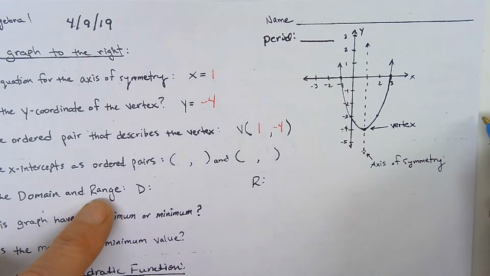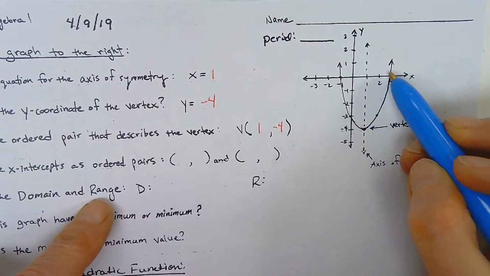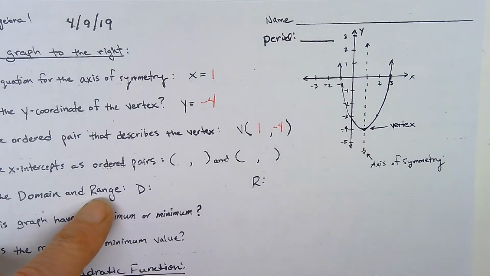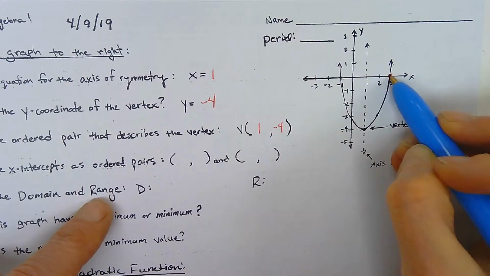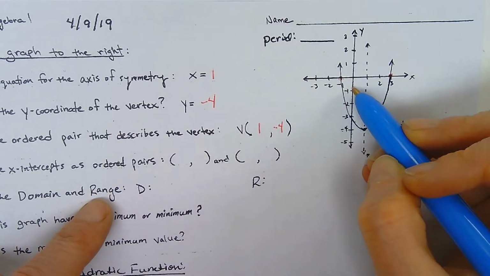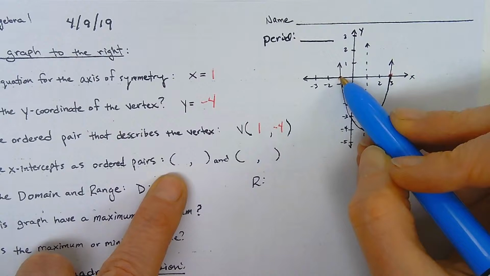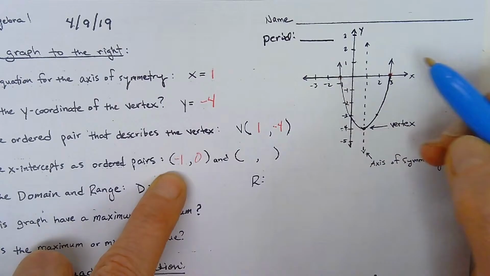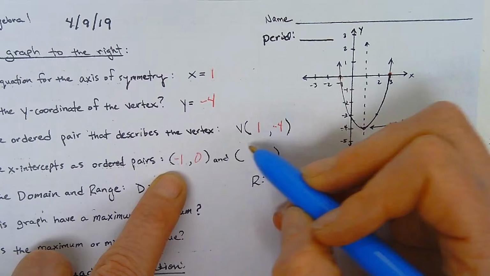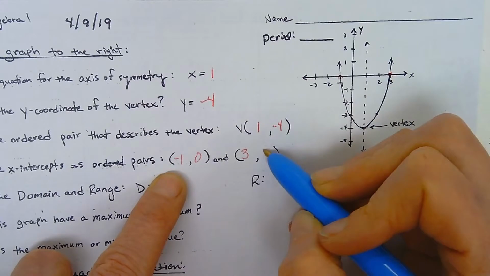Write the x-intercepts as ordered pairs. So here's an x-intercept here, and here's an x-intercept here. It's where the graph crosses the x-axis. It's where it intercepts it. The first point here is at -1, and the y value is 0. And here the x value is 3, and the y value is 0.